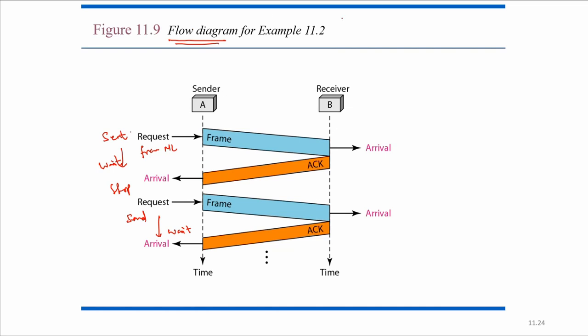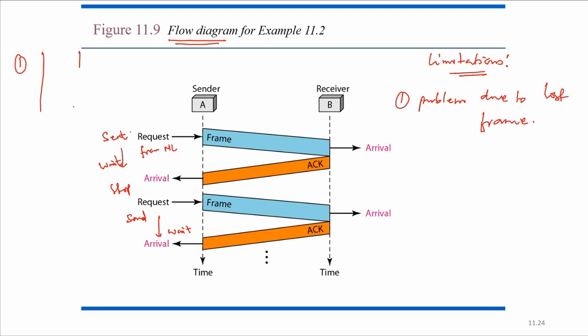Next we will see some of the limitations of this protocol. The first limitation is the problem due to a lost frame. Suppose there is a sender and a receiver. If the sender gets a request, it sends the frame. But this frame got lost. If the frame got lost, the receiver will not be able to receive the frame. If the receiver has not received the frame, it will not send the acknowledgement either. That means if the acknowledgement is not sent from the receiver side, the sender will keep on waiting for an infinite time, as only when there is an acknowledgement will the next frame be sent. So that is the first problem, the problem due to a lost frame.